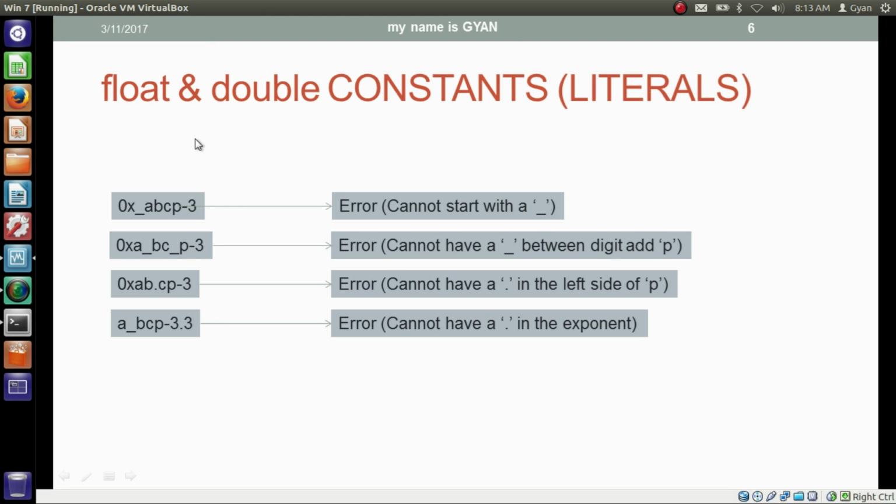These are some wrong examples of hexadecimal representation of floating point literals. The significand or exponent cannot start with an underscore. The significand or exponent cannot end with an underscore. If we are representing a floating point literal as hexadecimal scientific representation, then we cannot have a decimal point in the significand side or exponent side. Both should be integers.